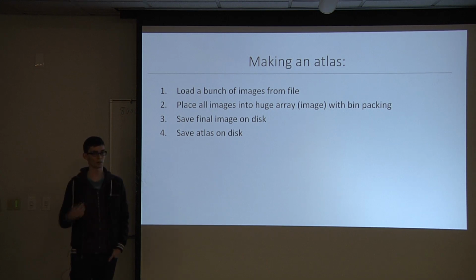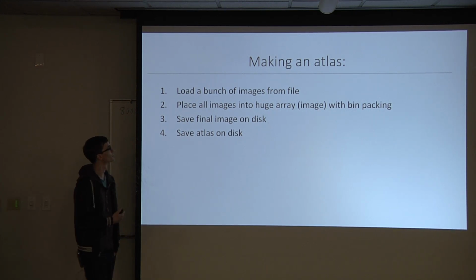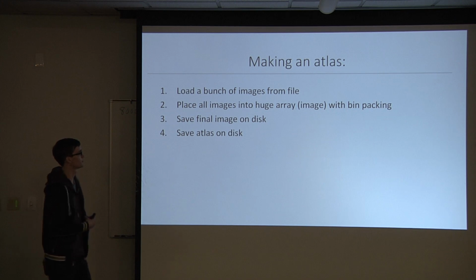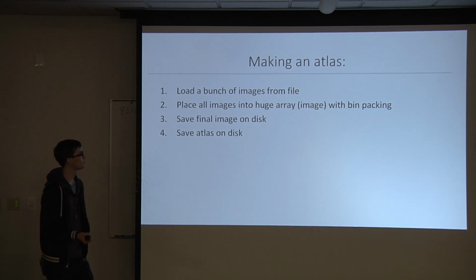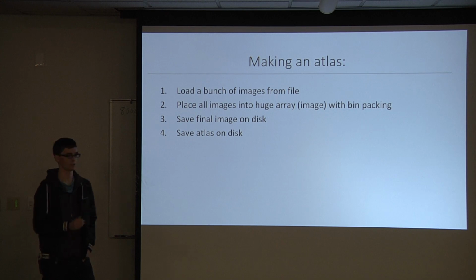So I'm going to go over how to make an atlas generator real quick. And the idea is you load a bunch of images from a file. Usually you'll handpick these images because you think they'll be drawn around the same time. Then you place them all into one huge image. You save it, and then you save an atlas. And I'll talk about what that is in a bit.